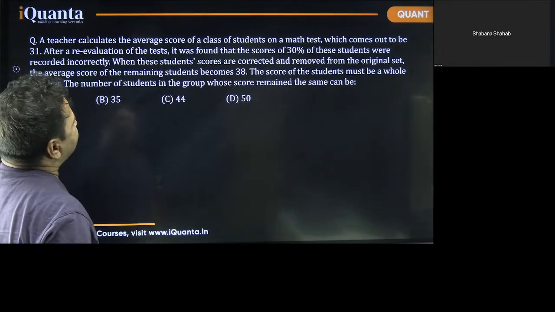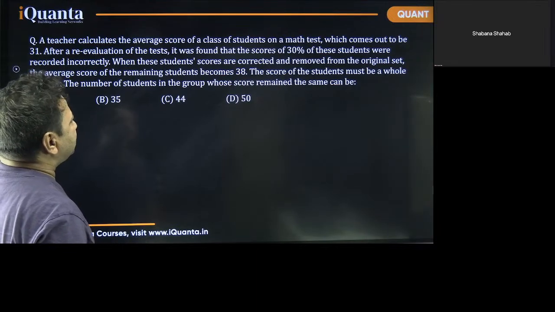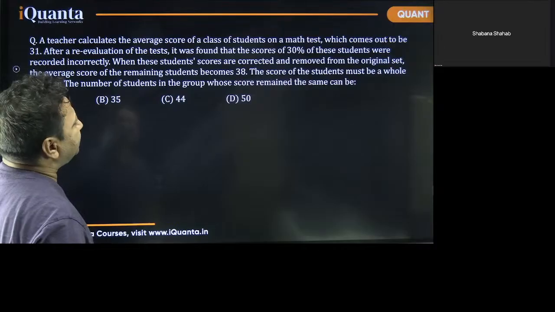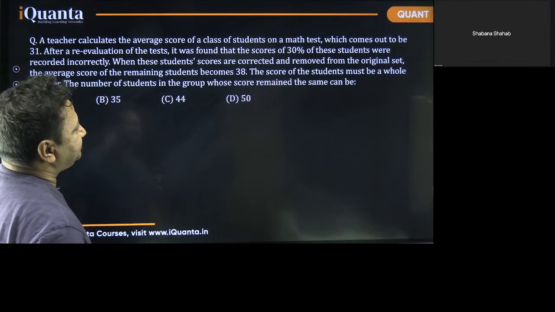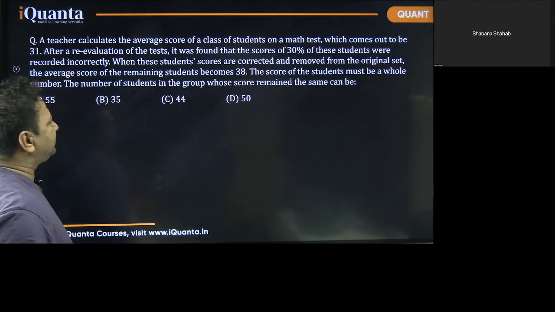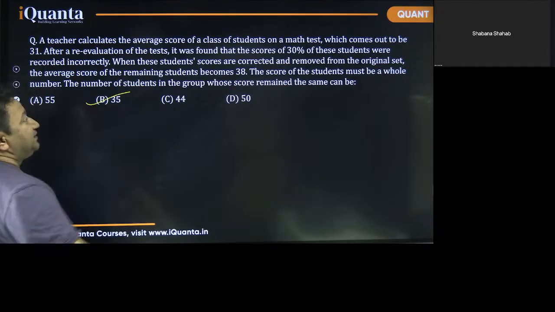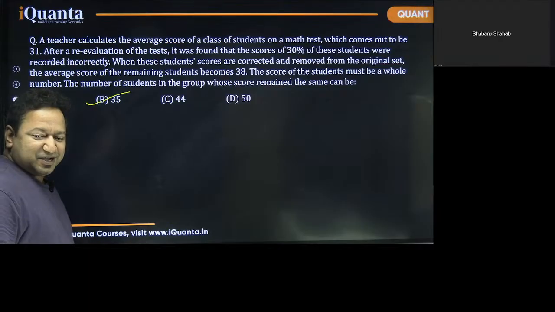A teacher calculates the average of students in a math test, and it comes out to 31. After re-evaluation, scores of 30% of these students were recorded incorrectly. When these are corrected, they are removed from the original set. The people who were removed are 70%. 70% must be a multiple of 7. 35 is there. This is a question which is a freebie. Freebie. How many of you have done this?